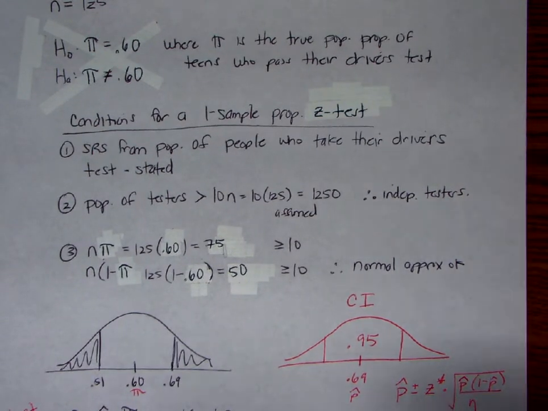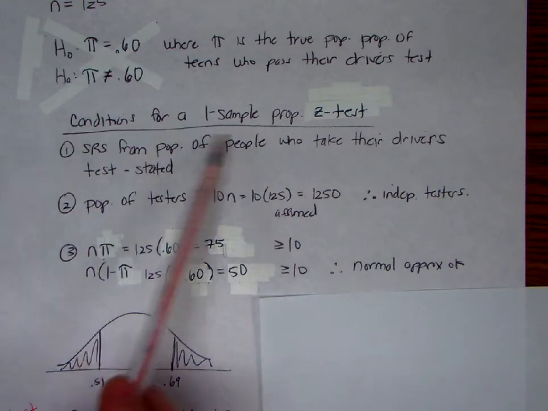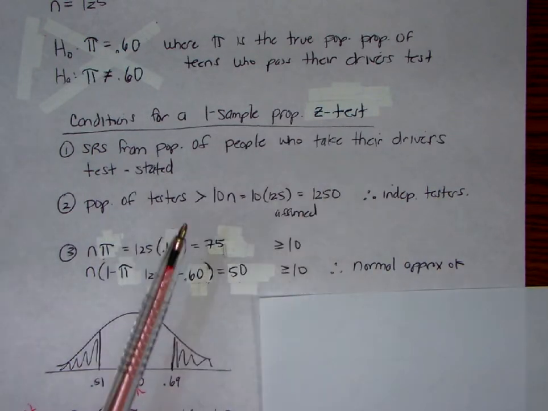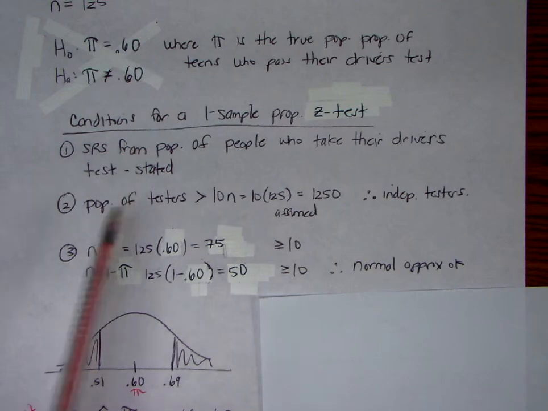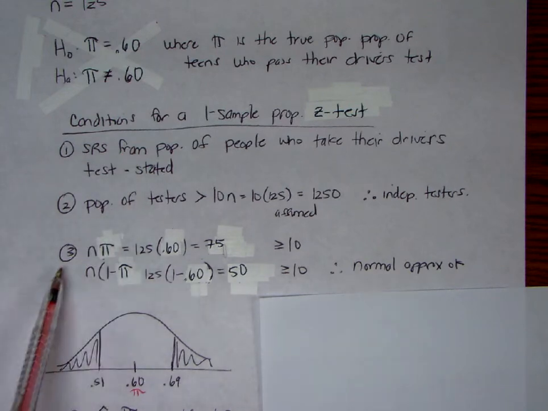Conditions for a one sample proportion Z test. Number one, simple random sample. Number two, probably you should do that 100 times. You've done it, you're good. Now I get to number three.